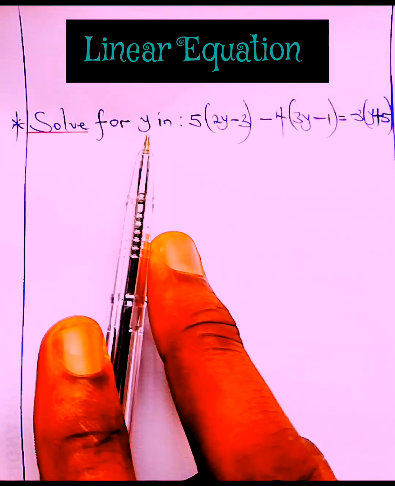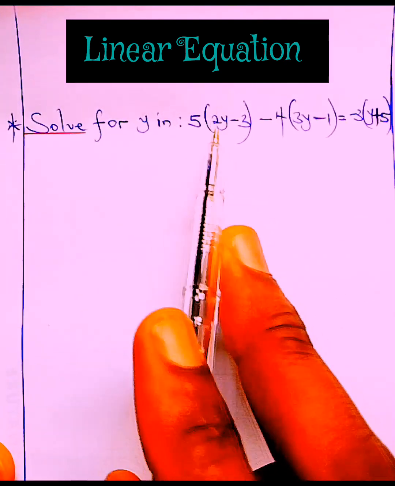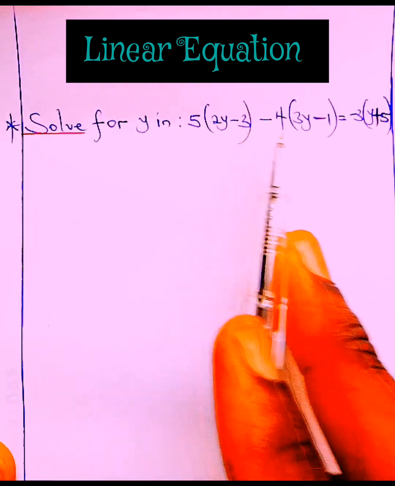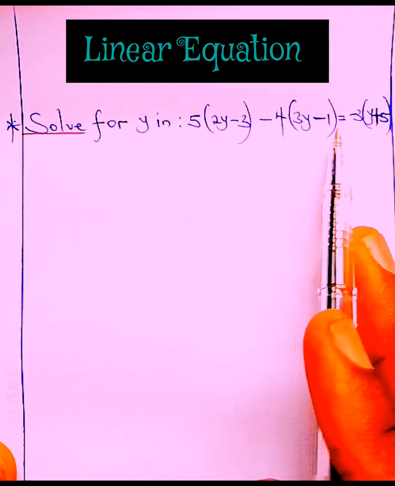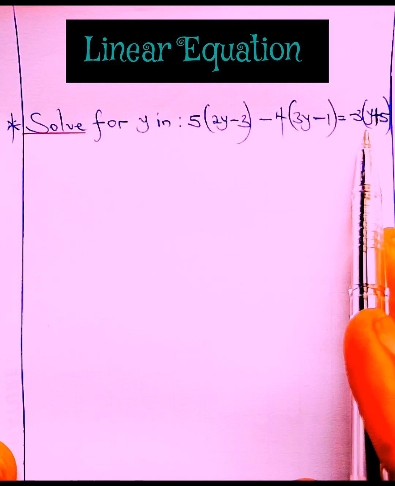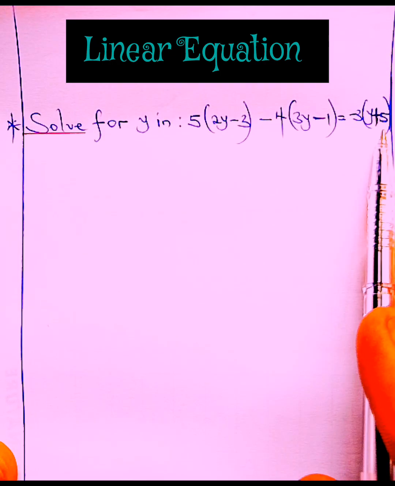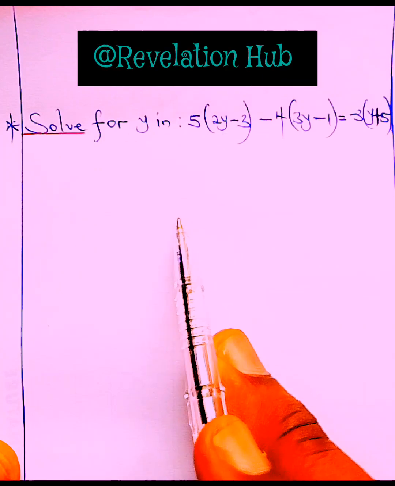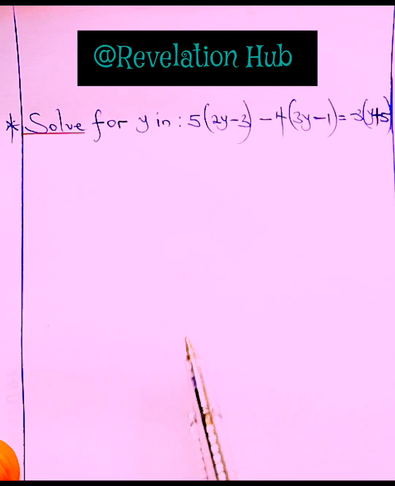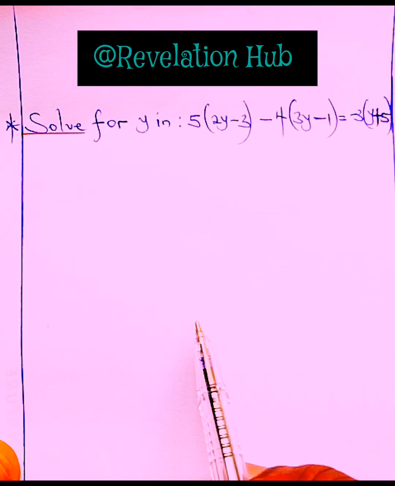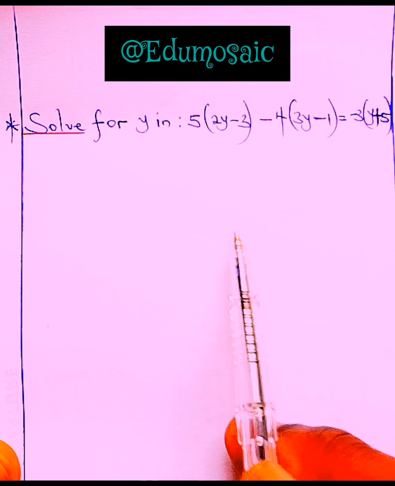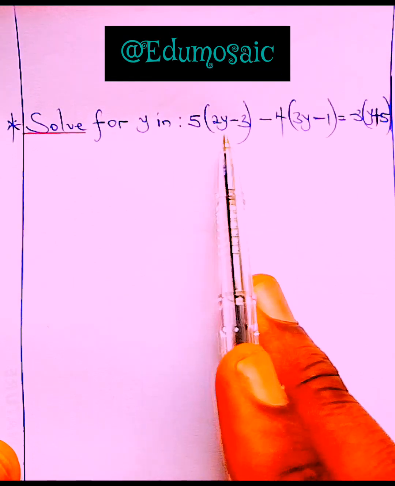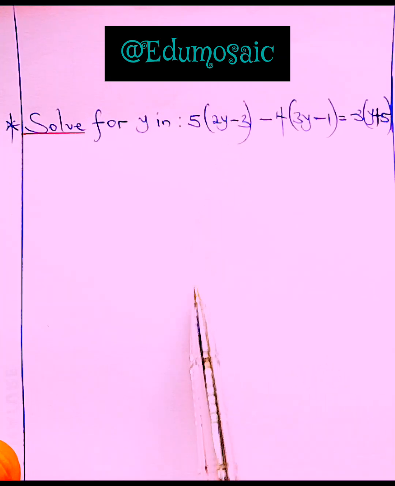We were asked to solve for y in 5(2y - 3) - 4(3y - 1) = -3(y + 5). So how do we solve for y here? Don't forget that the first thing we have to do is to know the kind of equation we are working on. This is a linear equation. As you can see, the highest power here is 1. So what do we do first?